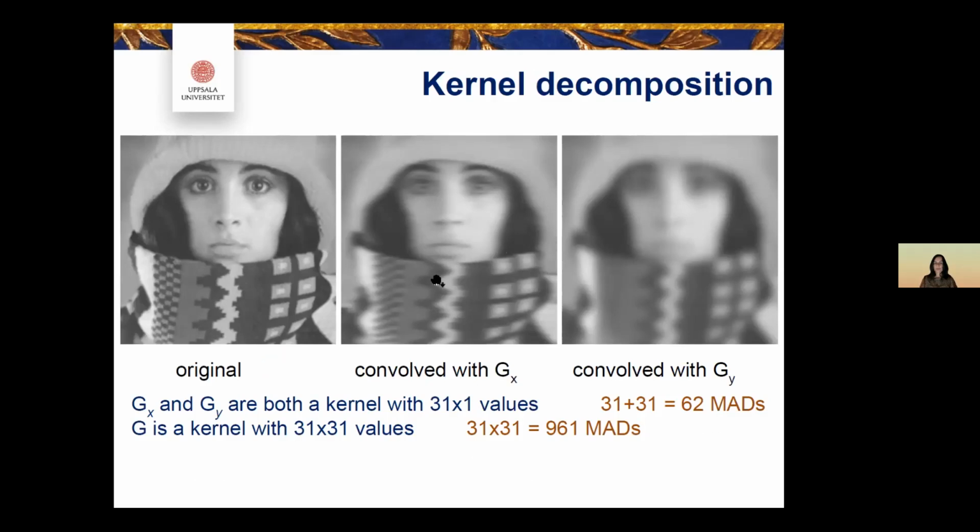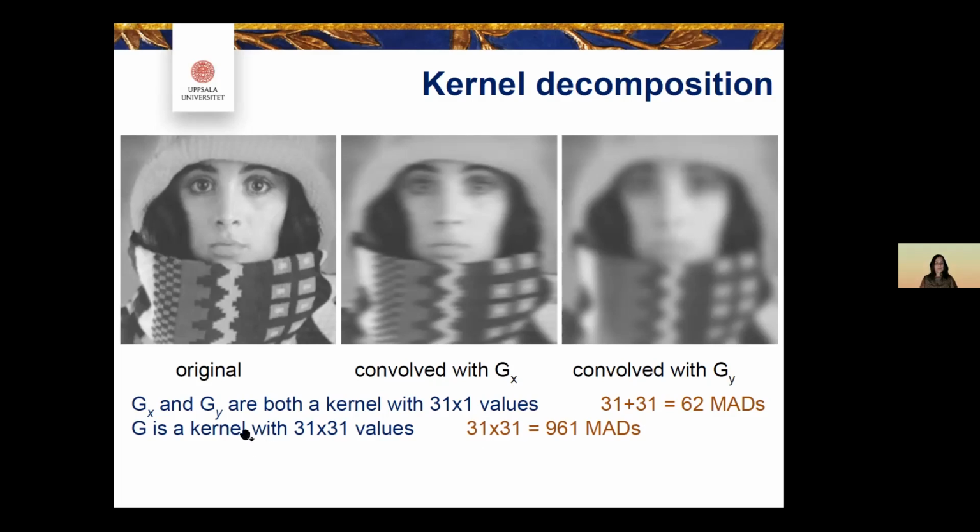So here is the result of convolution with the horizontal component, followed by convolution with the vertical component. And due to the fact that these two, when multiplied, actually result in what we could call a normal 2D Gaussian filter, this result is the same as what we would get with ordinary 2D filtering.